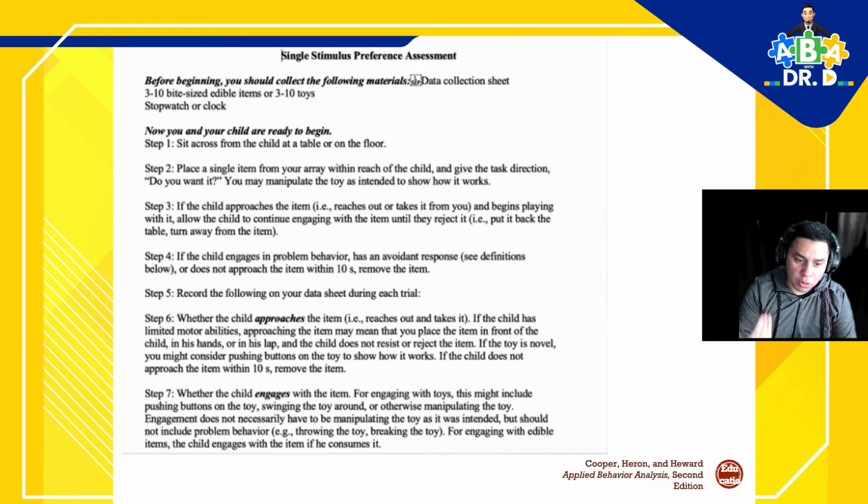Step 5. Record the following on your data sheet during each trial. What you're going to record is whether the child approaches the item, for instance, reaches out and takes it.